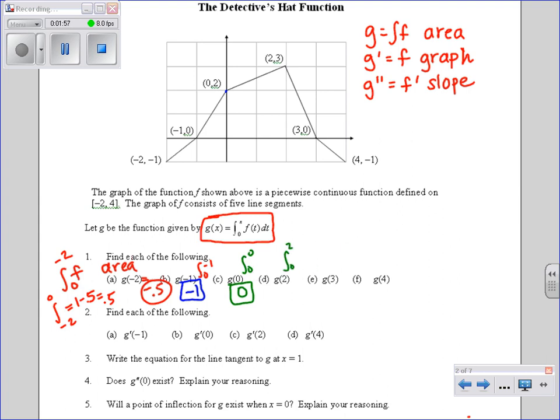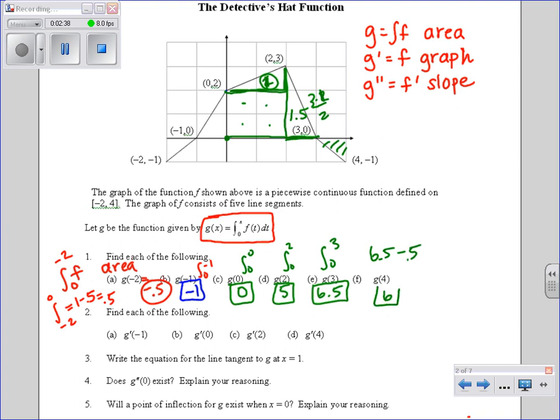G of 2 is the area from 0 to 2. So if we count 0 to 2, look at this triangle here. Base times height divided by 2 makes this triangle 1. So 1, 2, 3, 4. So the area is 5. G of 3 is the area from 0 to 3. So we have 5 plus, this is 3 times 1 divided by 2, which gives us 3 halves, or 1.5. So we had 5 plus 1.5 gives us 6.5. Then g of 4, we have to subtract this out. So 6.5 minus 0.5 equals 6.